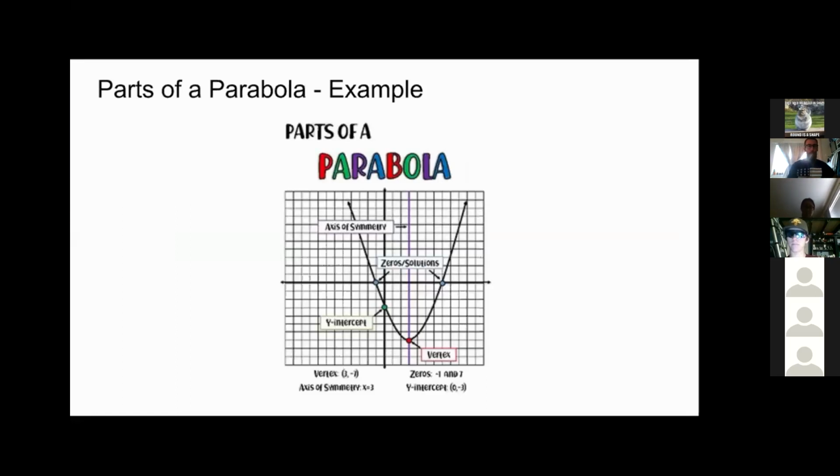But before we move on, does anyone have any questions about parts of a parabola or anything like that? Does anyone have any questions on homework?